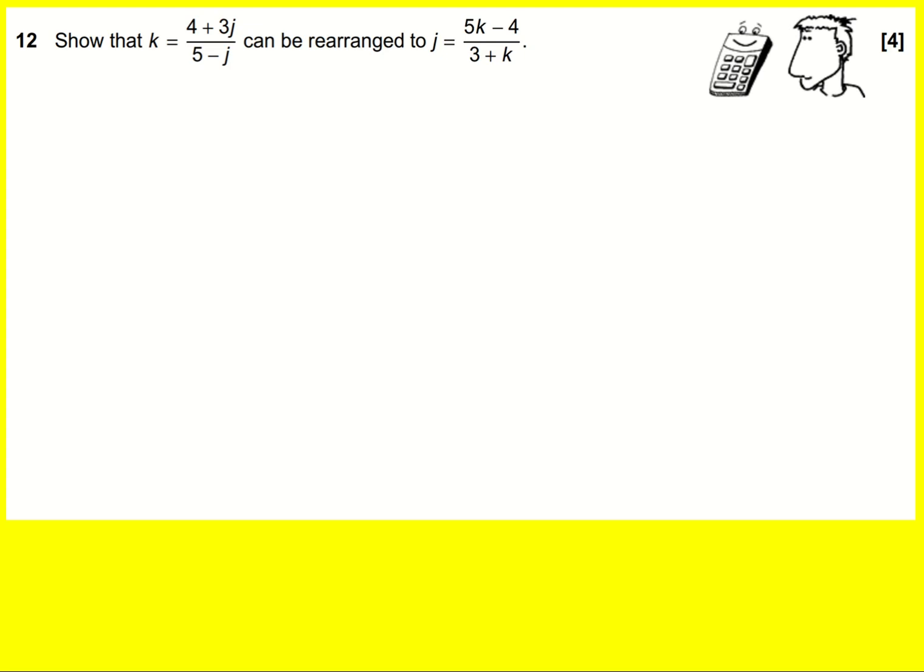I've been asked to rearrange an equation here, and we are actually told the answer. So if we can somehow get to this, then we know we're correct. However, looking at it, it's definitely not obvious how to just jump from here to here.